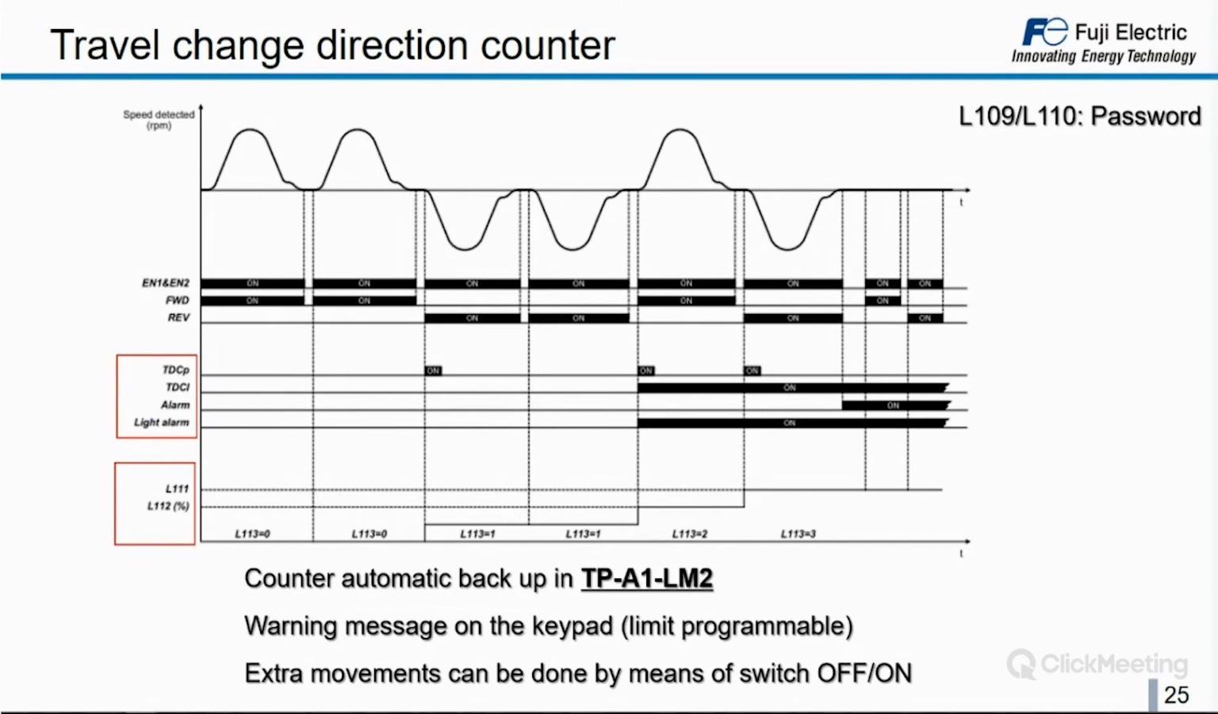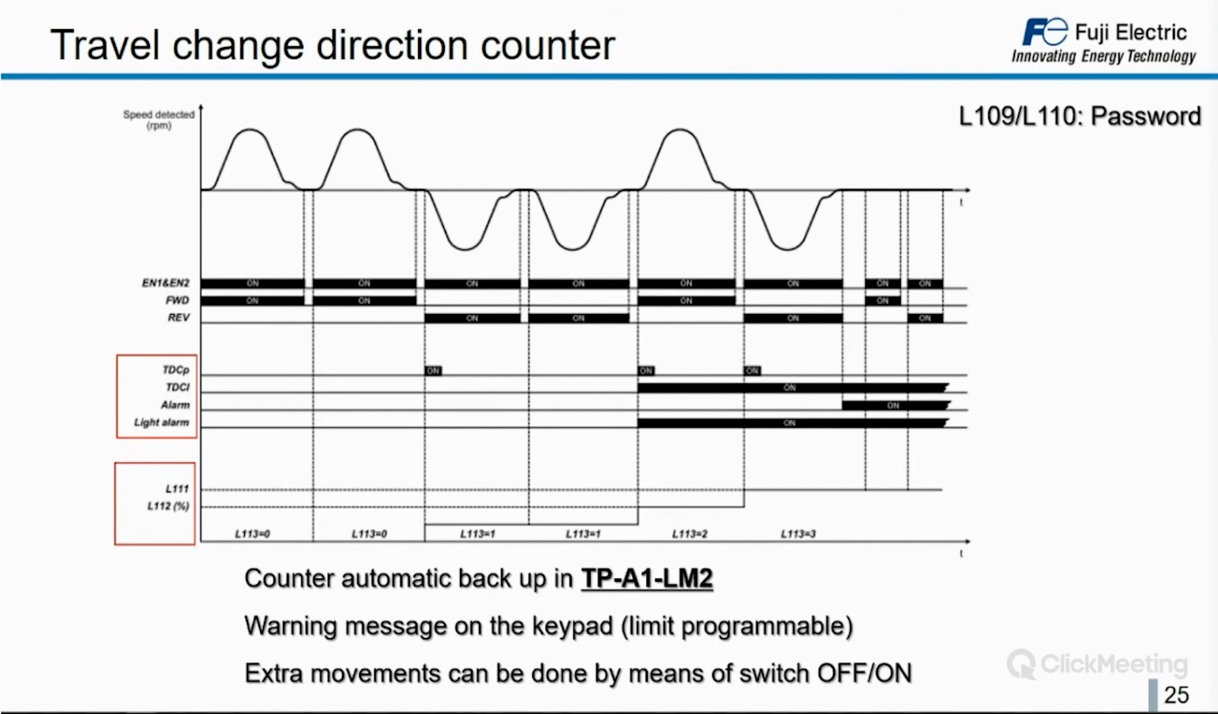Yes, there is a way to move the lift even if it's blocked by this alarm, and that is by switching off and on the power supply of the inverter. Every time we switch off and on the power supply of the inverter, we are allowed to do 1 additional movement. After this movement, again, the lift will be blocked.